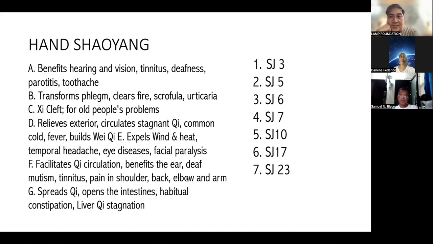Number 5. SJ10. Sedation point. SJ10. Letter B. Oh, very easy. Phlegm. Okay. Anong pericardium point will easily pair with it to deal with phlegm and morning sickness?